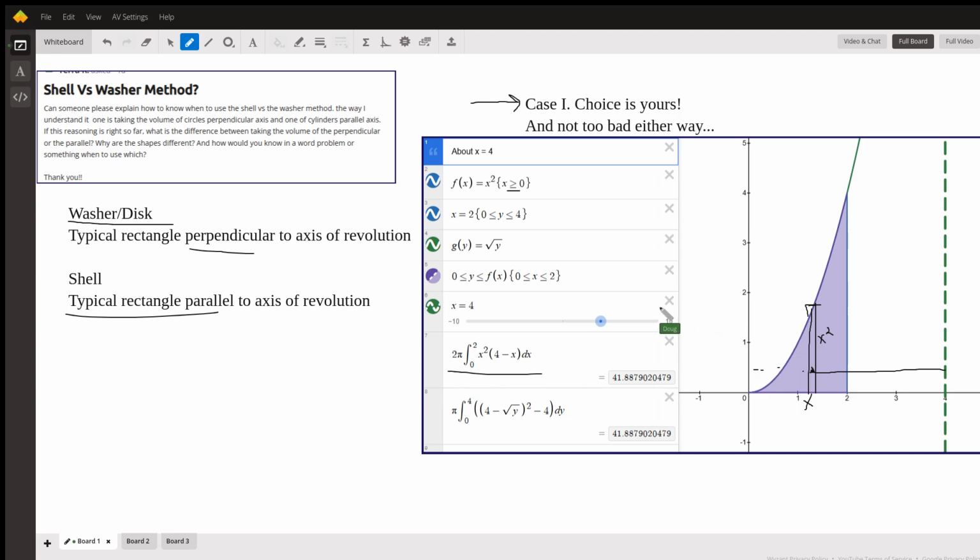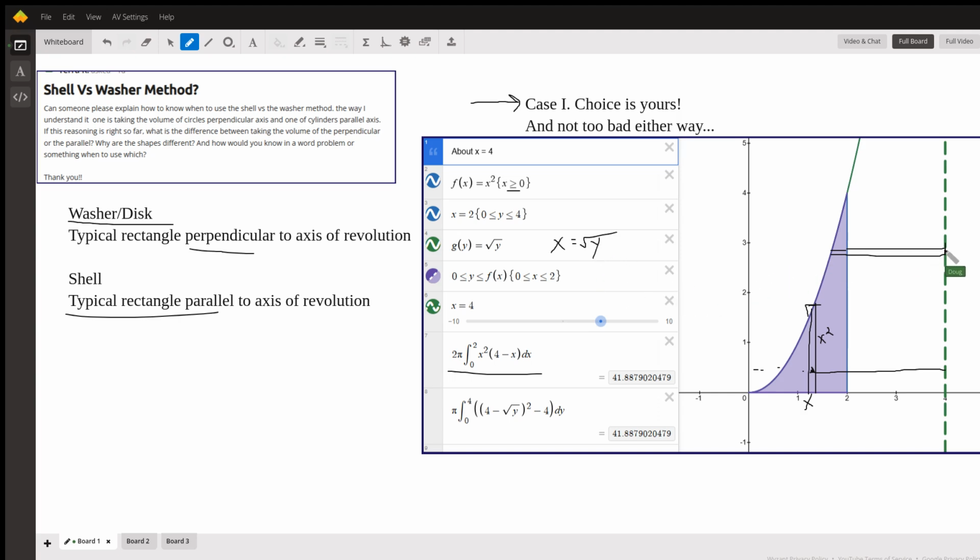If I want to use the washer method, my typical rectangles are perpendicular to the axis of revolution. And I'm using outer radius squared. Well, I need to get x in terms of y right here. x equals the square root of y. That's not too bad. y to the 1/2 power.